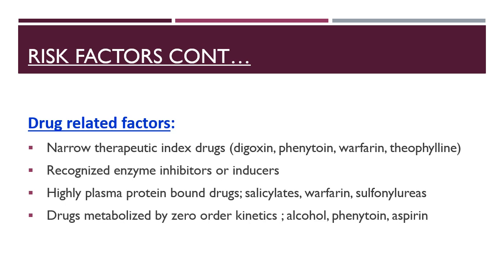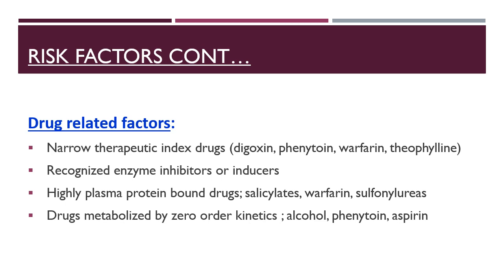Then drug-related factors, the plasma protein binding. Some drugs have higher plasma protein binding, while others have less. So one drug may displace the other drug. Examples of highly plasma protein bound drugs are the salicylates. A well-known example is aspirin. Note this please, salicylates, aspirin. Warfarin, again, you have been told, is highly bound to the plasma protein. Then sulfonylureas, a group of oral hypoglycemic drugs.